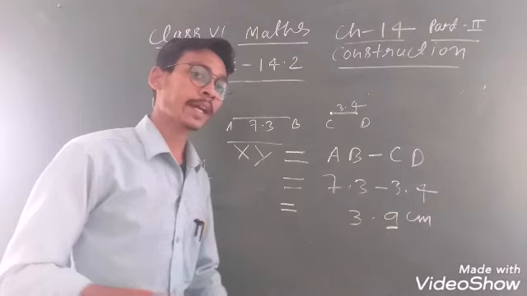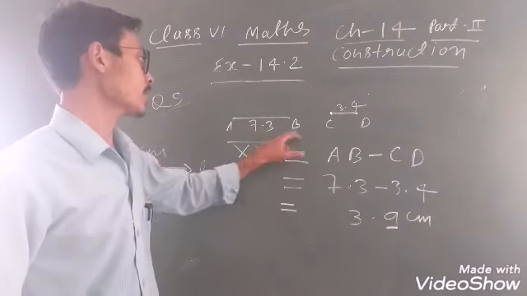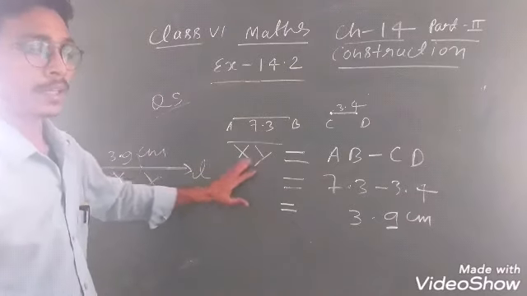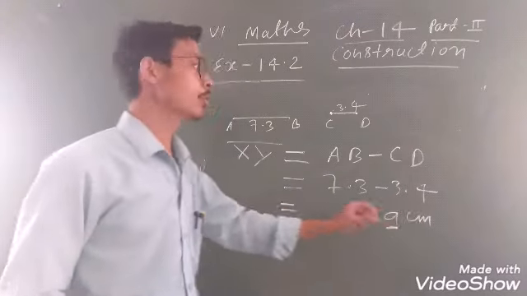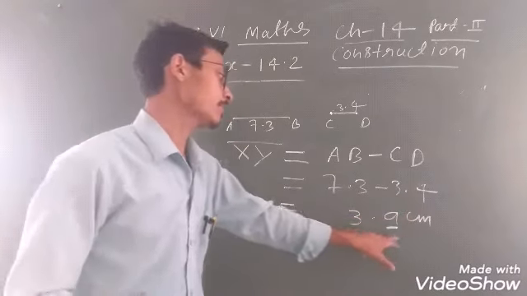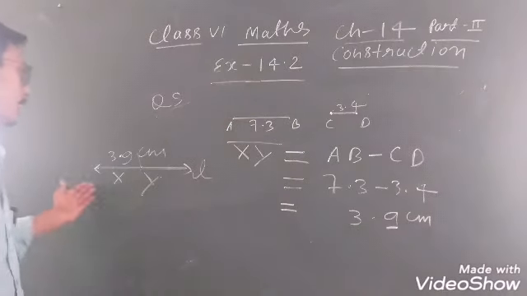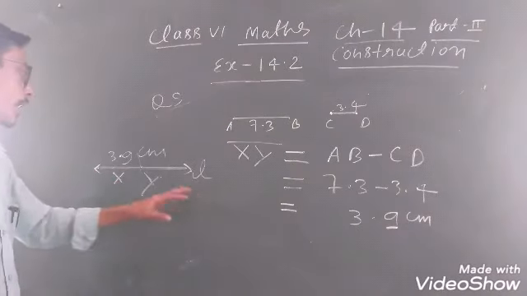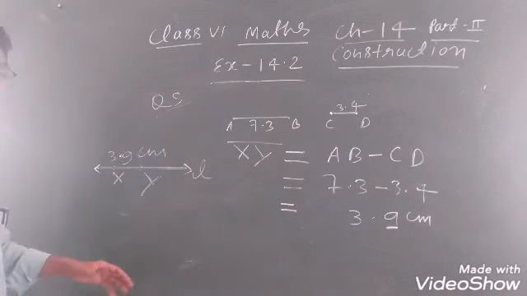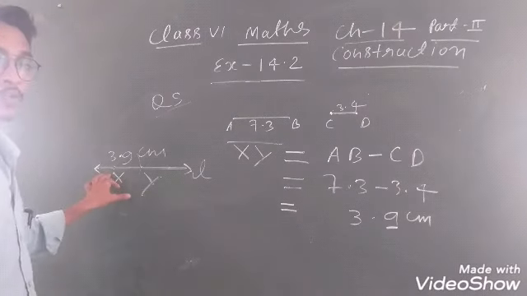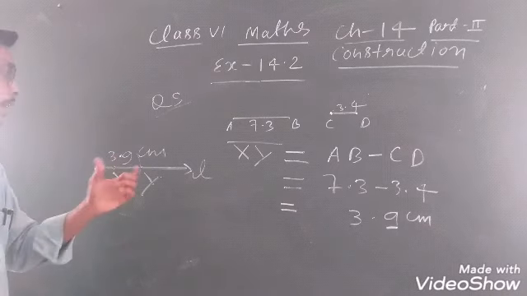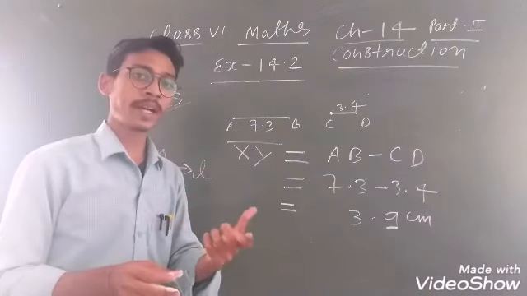Clear everyone? So again I am going to summarize. First, you know that this is given 7.3 AB, CD is given 3.4. Again we have to draw XY which is the difference of AB and CD. Now you know that the difference of AB and CD, 7.3 minus 3.4, will come 3.9. Now we have to construct. So randomly I select a line which is L. Then I choose one point X because we have to draw line segment XY. X I choose and 3.9 I have to draw. So from X I choose the 3.9 with the help of ruler.